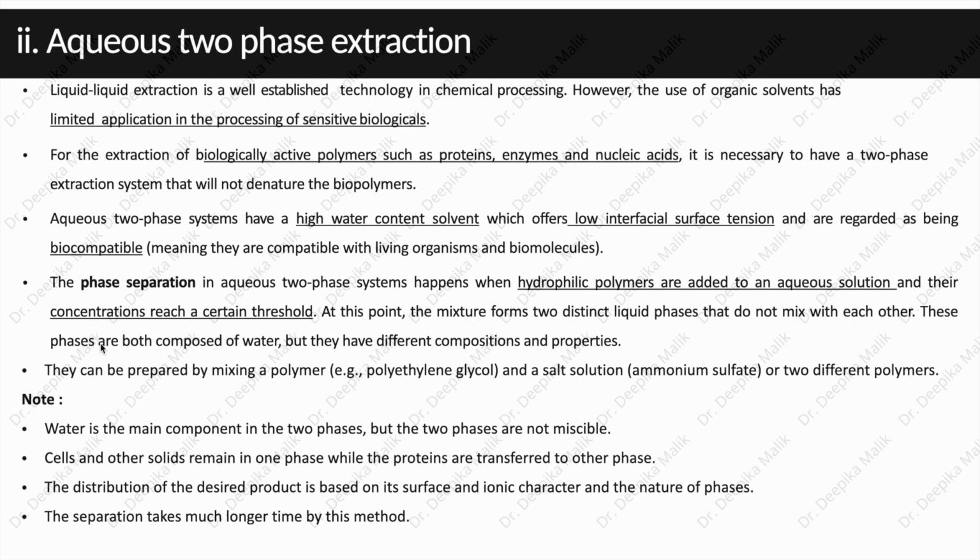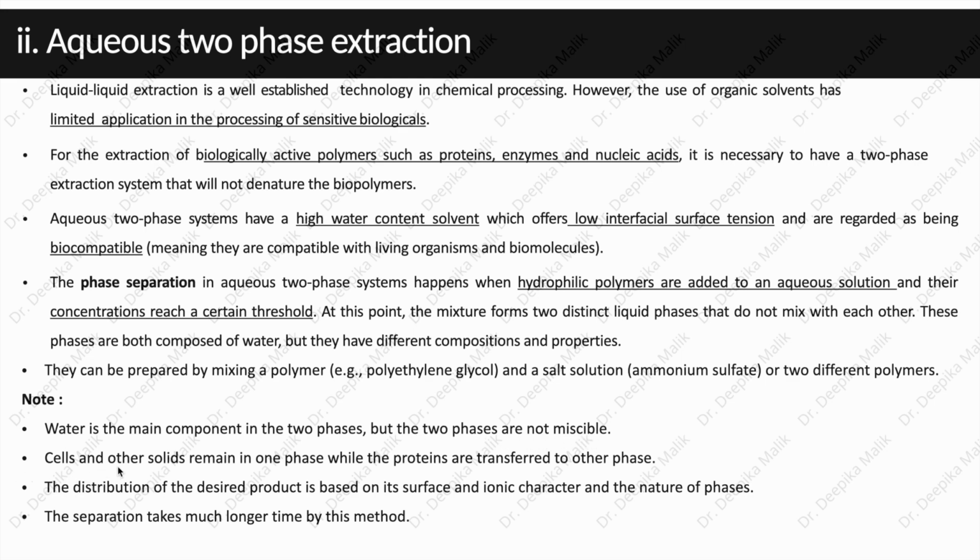These phases are both composed of water, but they have different composition and properties. These two distinct liquid phases can be prepared by mixing a polymer such as polyethylene glycol and a salt solution like ammonium sulfate, or by adding two different polymers. Now the important point to note for this technique is that water is the main component in the two phases, but the two phases are not miscible.